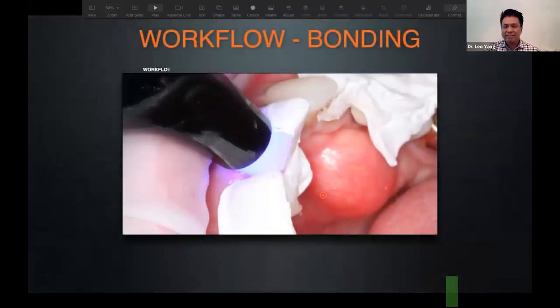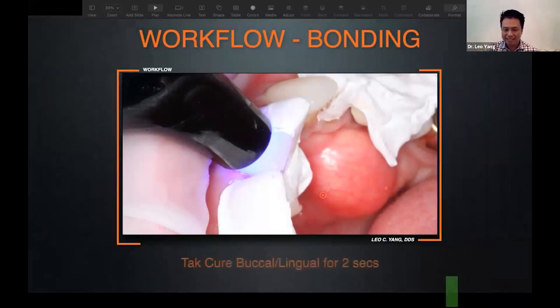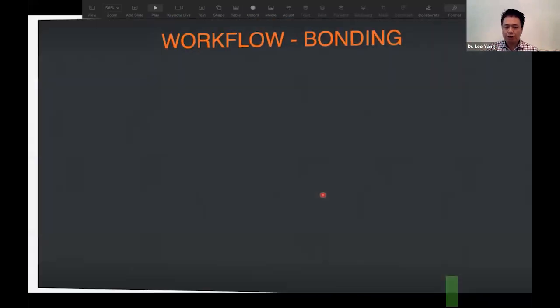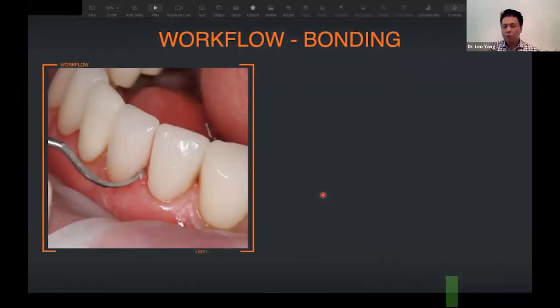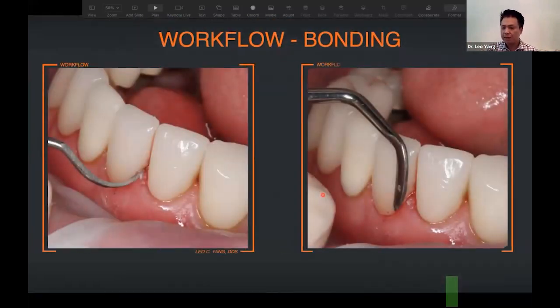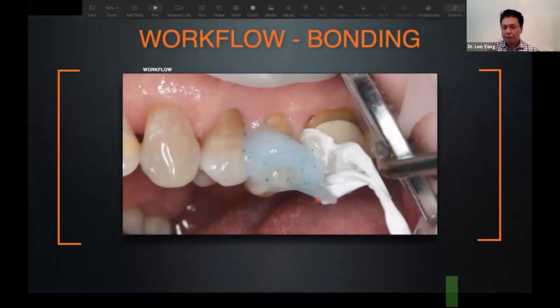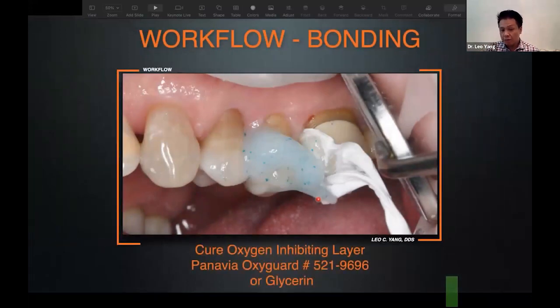Then what I'll do is I'll tack cure buccal and lingual for around 2 seconds. Okay. Then I'll start cleaning up with your pigtail and your interproximal, and I floss it also just to make sure. Then the next step I typically do in my practice is that I'll use OxyGuard from Panavia, or if you don't want to buy it from Panavia, just use glycerin, which will work. And that is to cure the oxygen inhibiting layer.